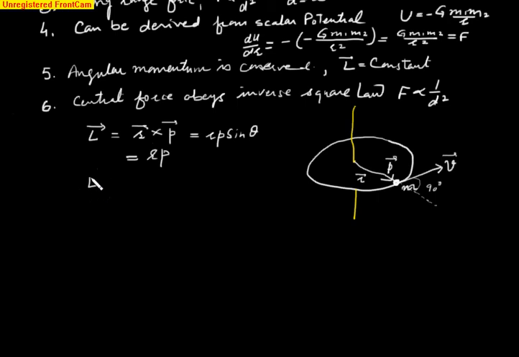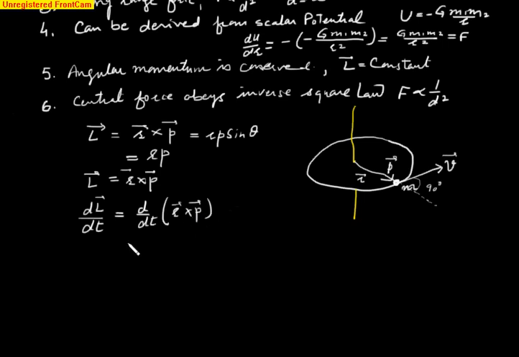But let us take the example from here. Let us explain from here. L is equal to r cross p. Let us differentiate both sides with respect to time. We differentiate these vectors with respect to time. We get dL over dt is equal to d by dt of r cross p.